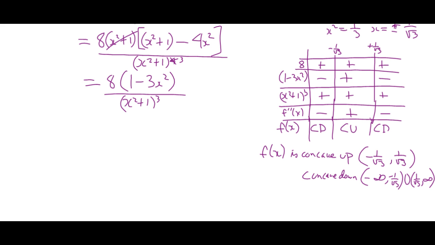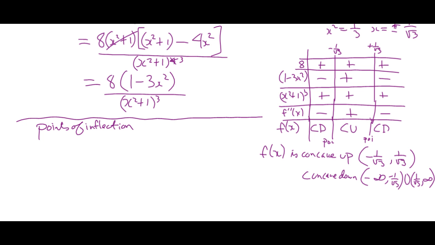And so what's happening at negative 1 over root 3 and 1 over root 3? The point of inflection. Okay, so we've got concavity. This is a bit of a mess here. So points of inflection are where there is a change in concavity, which is at x equal to plus or minus 1 over root 3. So we need to stick those in and figure out what f of x is, right?